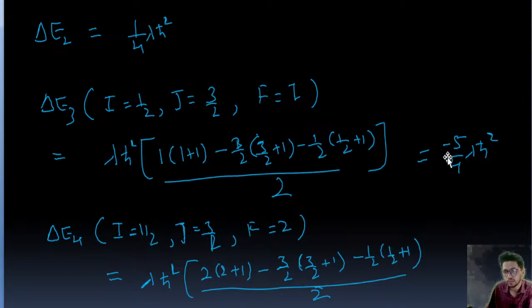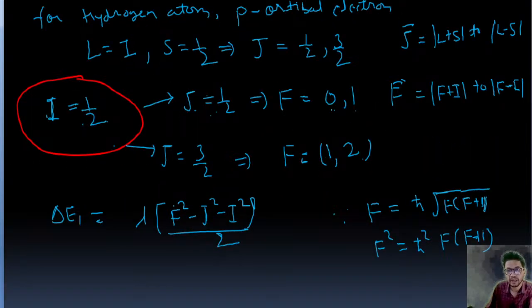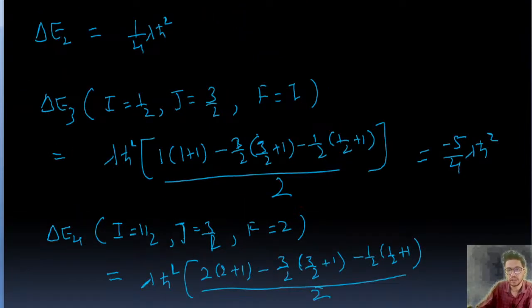Now we'll compare this one. E3 is minus 5 by 4 and E1 is minus 3 by 4. So minus 5 by 4 is the lowest value, because in negatives the greater magnitude is lower, right? So E3. For E3, this is 5 by 4. You can see the value of F, the total angular quantum number, is 1. So 1 will be the answer, guys.